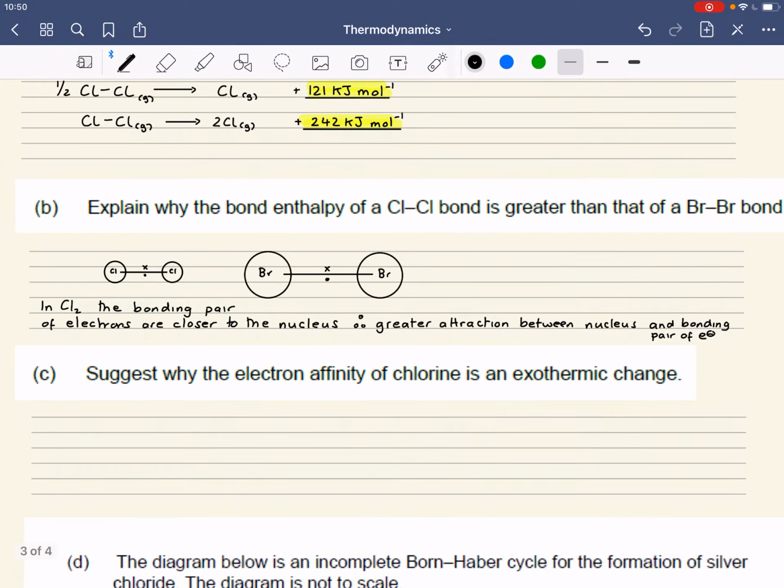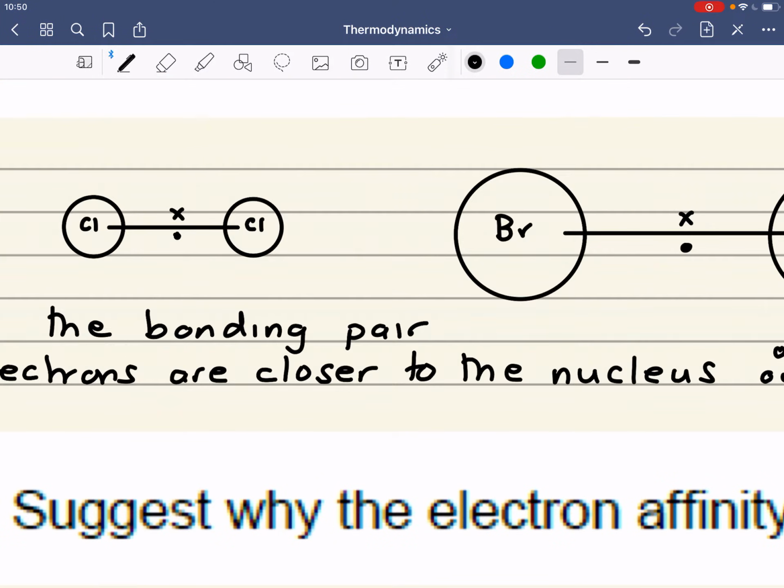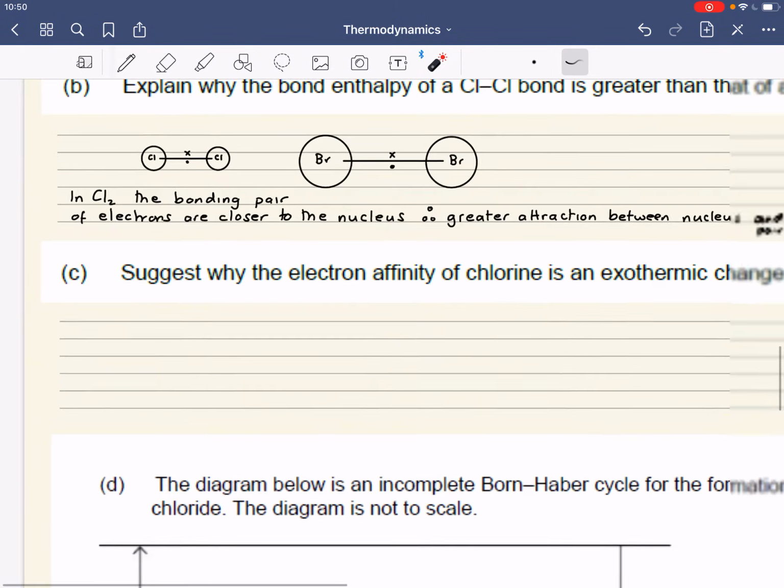In chlorine, the bonding pair of electrons are close to the nucleus. Therefore, the greater attraction between the nucleus and the bonding pair of electrons. So these chlorine atoms are obviously much smaller, less electron shells, and therefore closer to this bonding pair. Therefore, a greater attraction between this nucleus and the bonding pair of electrons.